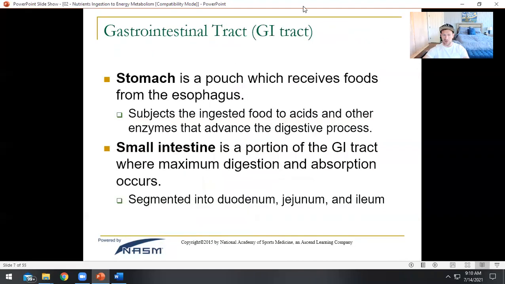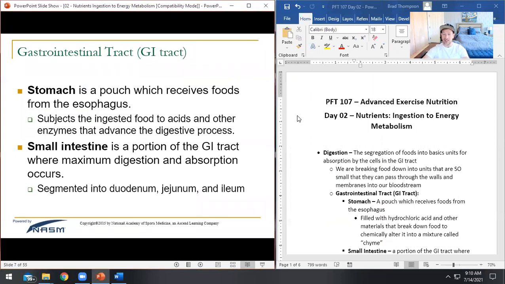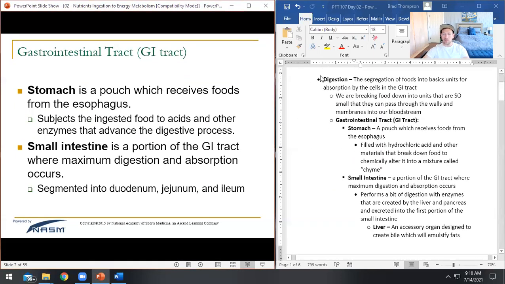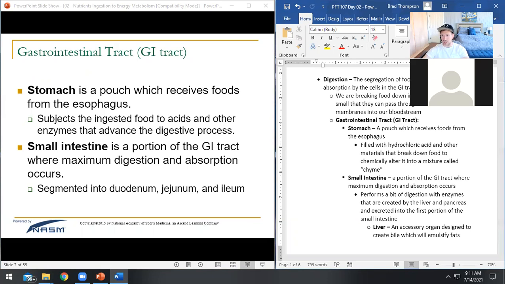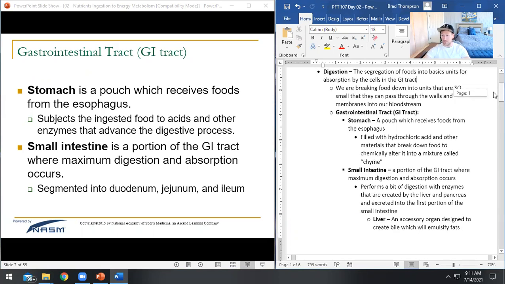And then it will move into the rest of the GI tract, right? Or gastrointestinal tract, or alimentary canal, if you want to call it that. So digestion is the segregation of food into its basic components. We're breaking them down so that they are so small, they can literally pass through our cell walls into our actual bloodstream, right? And your blood cells are some of the smallest cells in your entire body. So, being able to transport that with this little tiny cell, these units need to be pretty small. That's why we're breaking them down into just chemicals rather than leaving them as food.